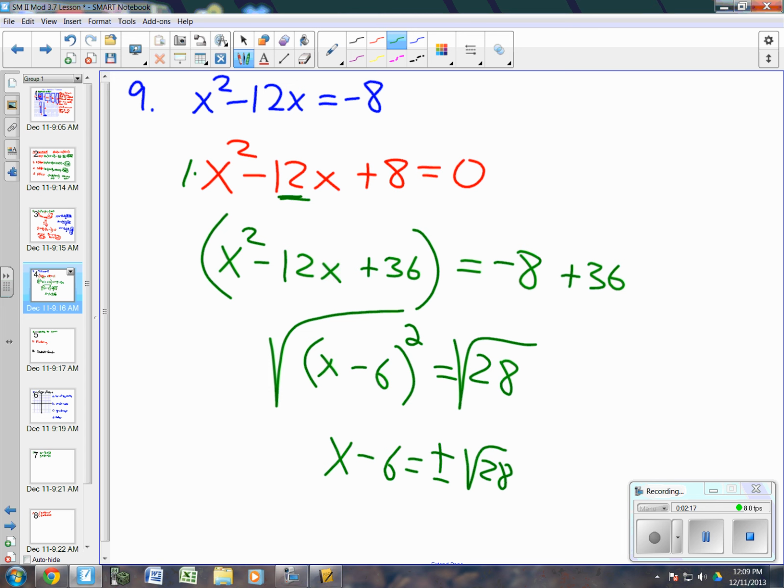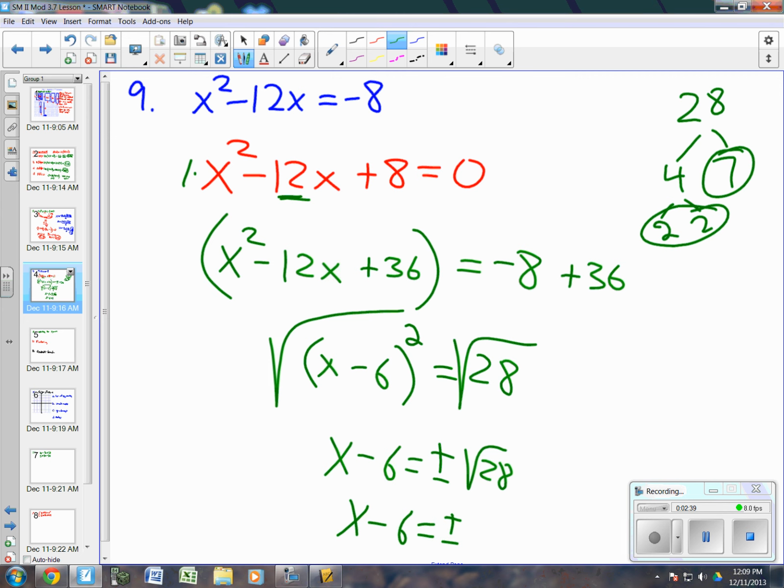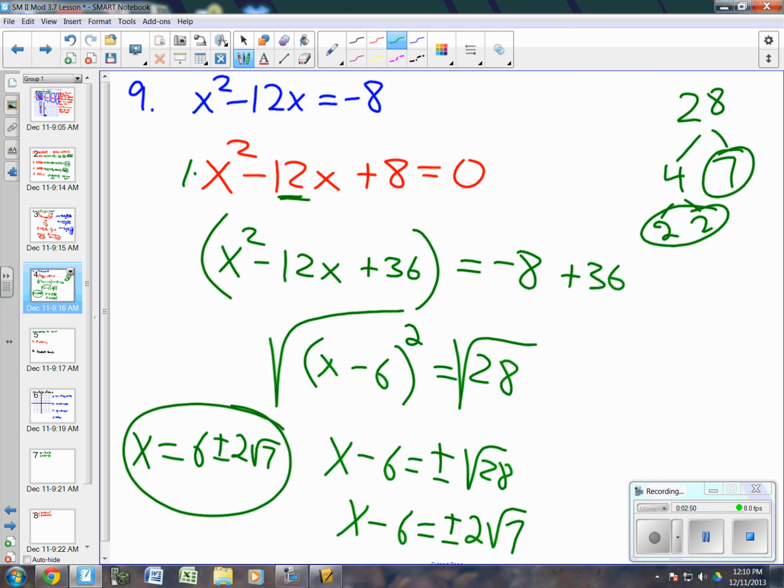Now, 28 is not a perfect square, is it? So we actually did this one the other day in class. What does 28 break down to? 4 times 7 and 2 times 2 times 7. So we got a pair of 2's and a loner 7. So what is it going to be? 2 root 7. So we have x minus 6 equals plus or minus 2 root 7. That's what the square root of 28 is, 2 root 7. Add 6 to both sides, and I get x equals 6 plus or minus 2 root 7. And that is your answer.